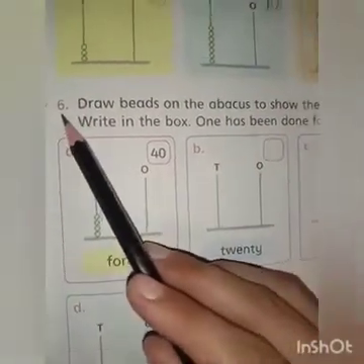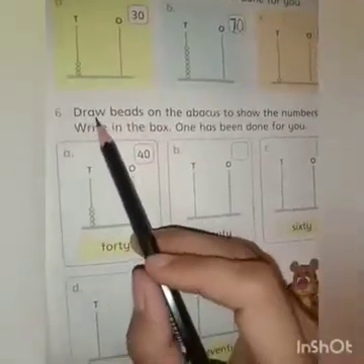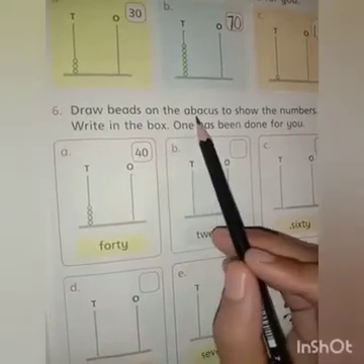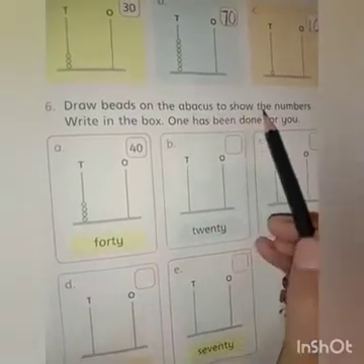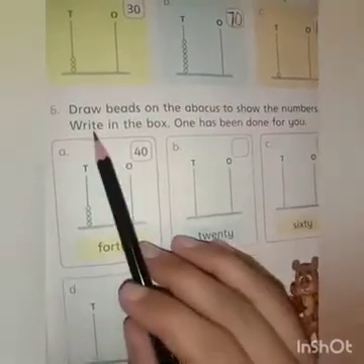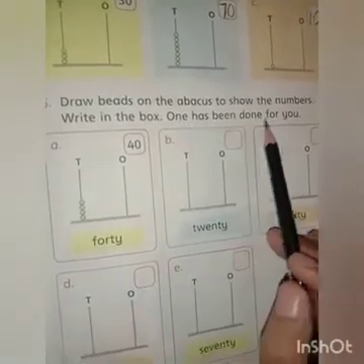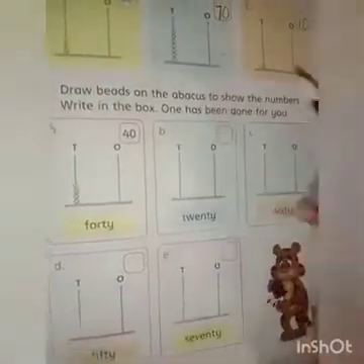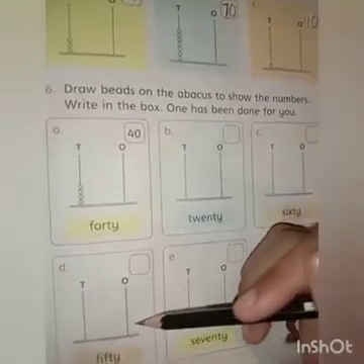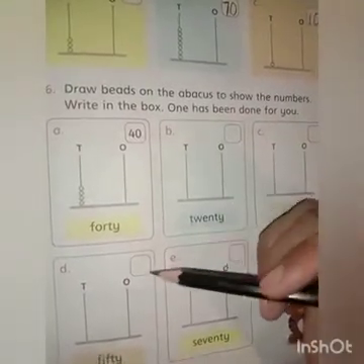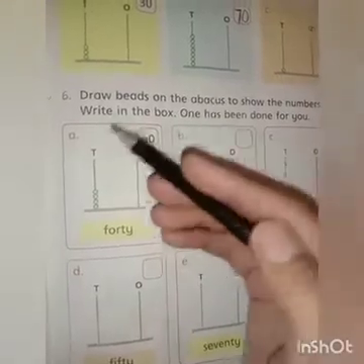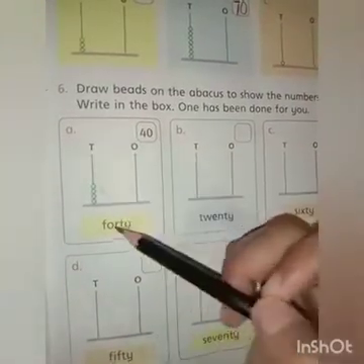Here we have question number 6. The question is, draw beads on the abacus to show the numbers. Write in the box, one has been done for you. Students, here we have to draw beads here. Then write number in the box too. First one point is done for our help.